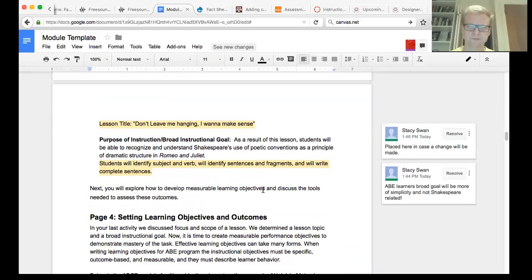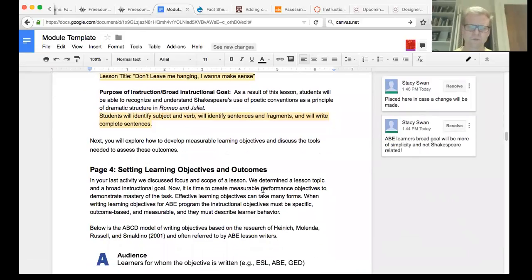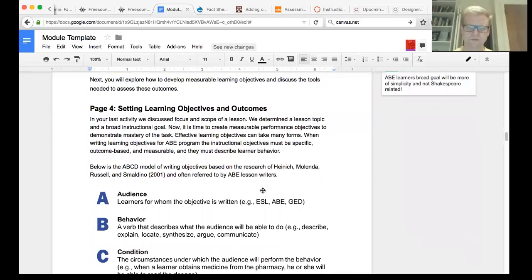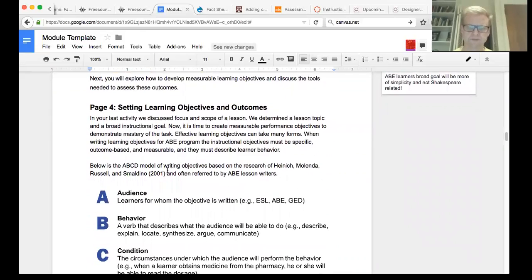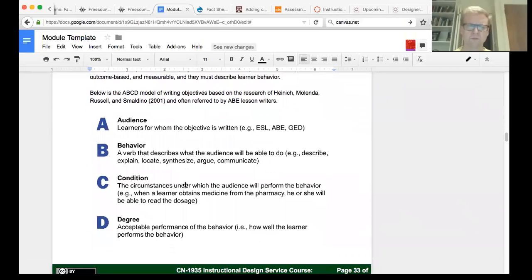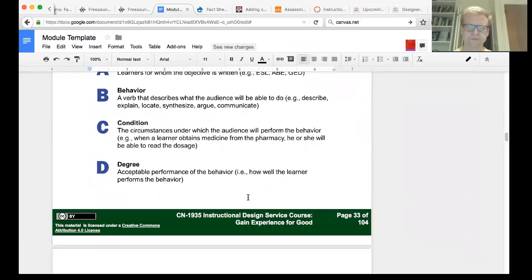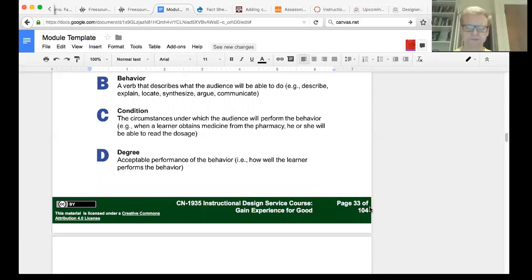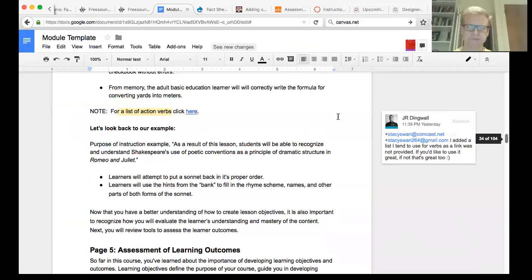And I was just looking for opinions, because then it goes into the learning objectives and the outcomes. And as I said before, they're using a combination of audience, behavior, condition, and degree. So they call it the ABCDs. It's basically a combination of the other two, which is fine. So I just kept that.